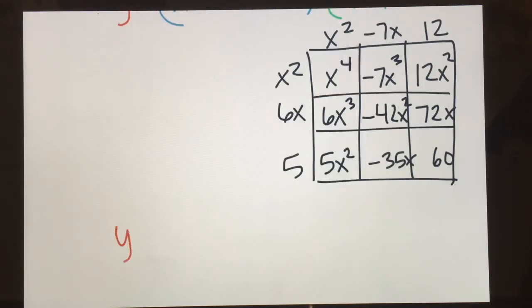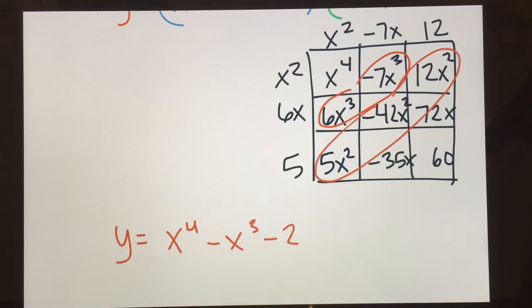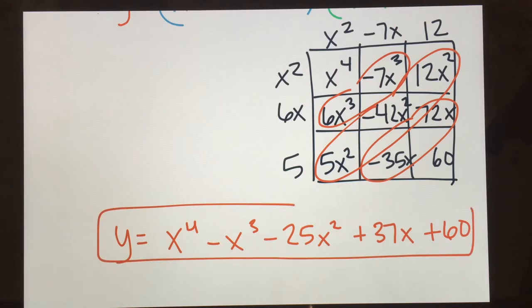All right, so at the end I have y equals, and then I can just put my like terms together. So I have x to the 4th, negative 1x to the 3rd, negative 25x squared, positive 37x, and 60 on the end. I did all that math in my head, so hopefully it didn't go wrong.